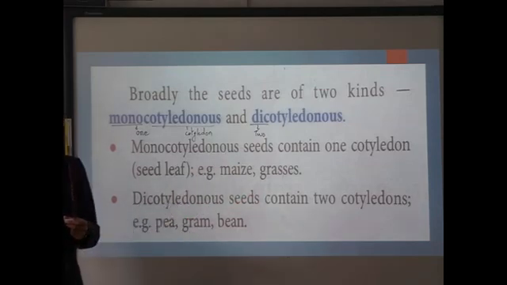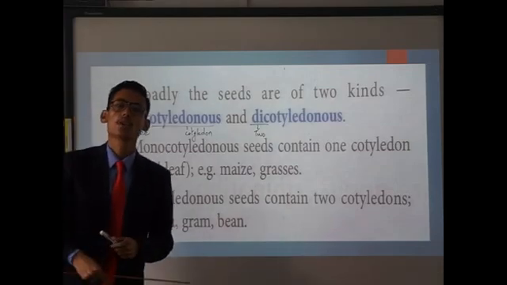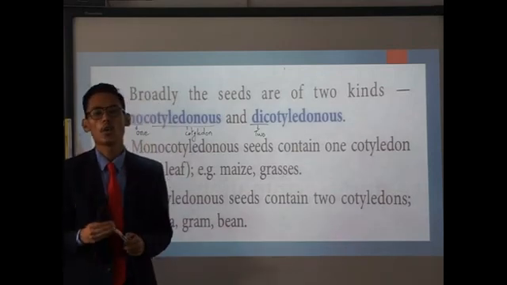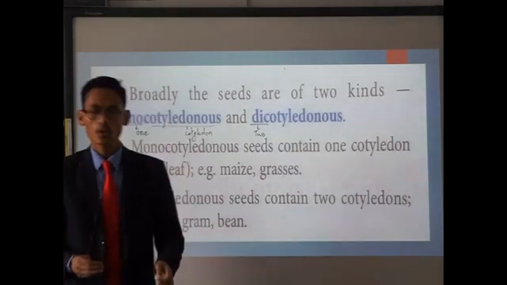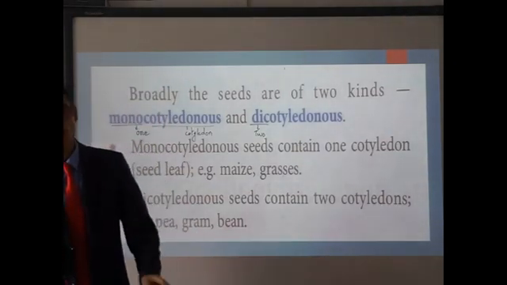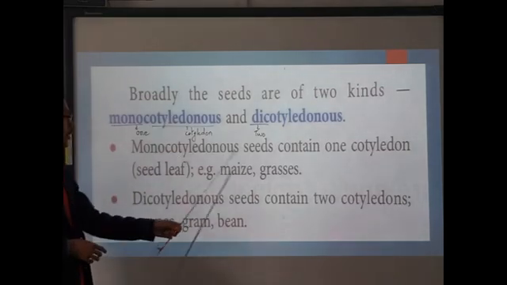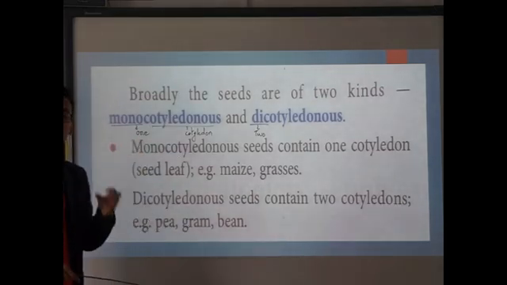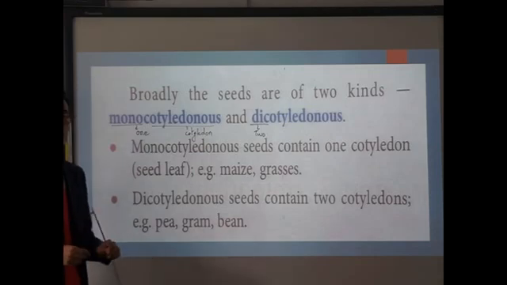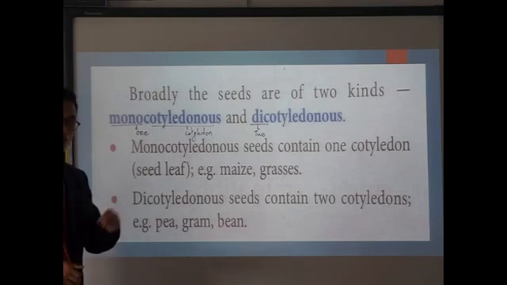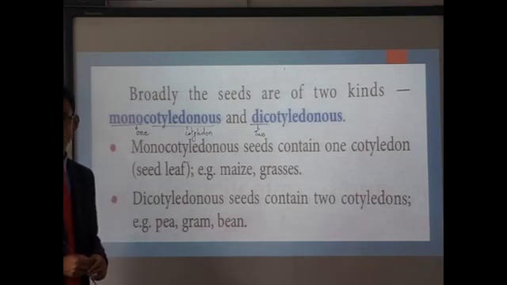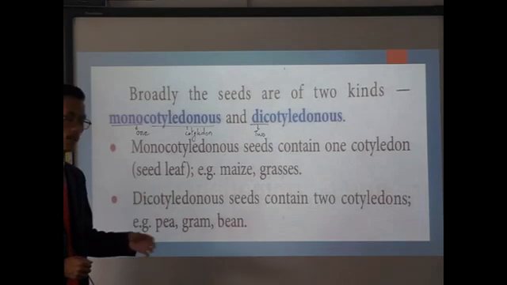So on the basis of the number of cotyledons, we have two types of seeds: monocotyledonous seeds and dicotyledonous seeds. Monocotyledonous seeds contain a single cotyledon, for example maize and grasses, and dicotyledonous seeds contain two cotyledons, for example pea and bean. In the next class, we will look into the structure of a monocot seed and a dicot seed. So this is much for today.